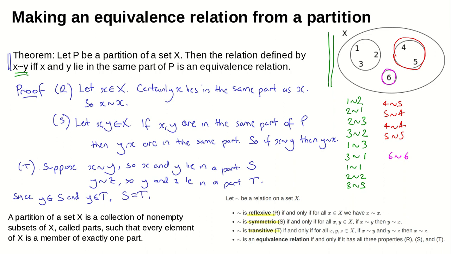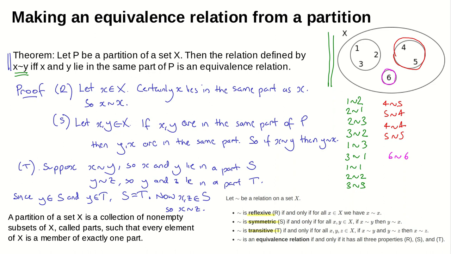Okay, so we've established that S is the same as T. And now X and Z are both in S because S equals T. So X is related to Z. Okay, we have argued that if X is related to Y and Y is related to Z, then X is related to Z. So we've established the transitivity property holds.